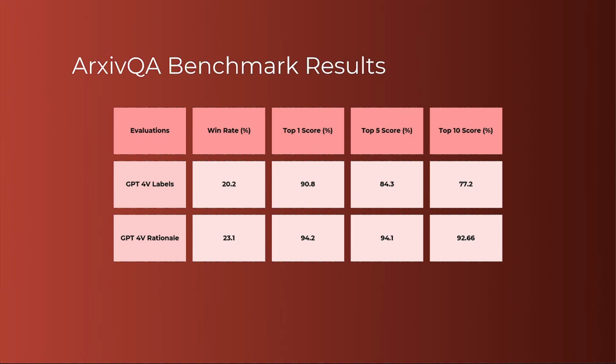The comparison between the labels generated by the model and the reference shows a lower win rate and top scores due to the model's tendency to return multi-word answers, which increase the sample size, thus decreasing the percentage. However, the rationale score consistently shows high top accuracy.